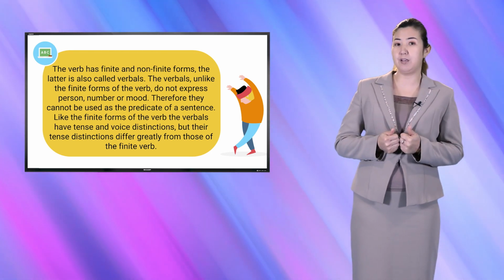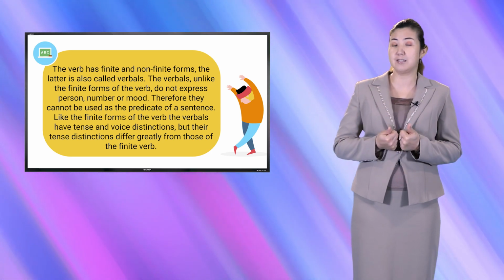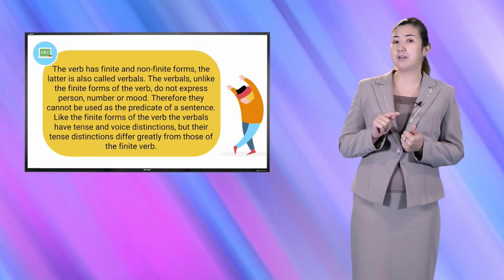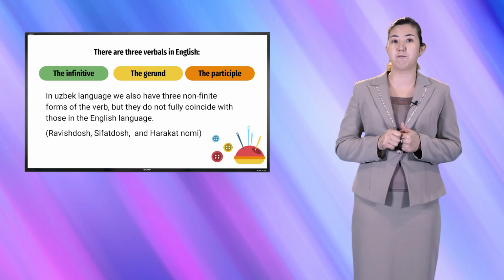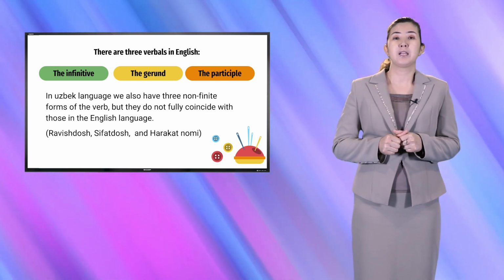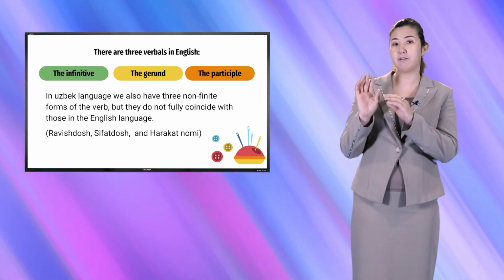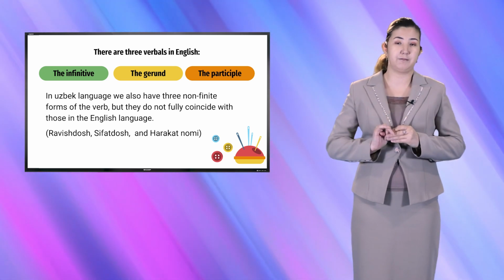However, like the finite forms of the verb, verbals have tense, voice and aspect distinctions, but their tense distinctions differ greatly from those of the finite verbs. Then, we will discuss these. So, in English we have three verbals: the participle, the gerund and the infinitive.